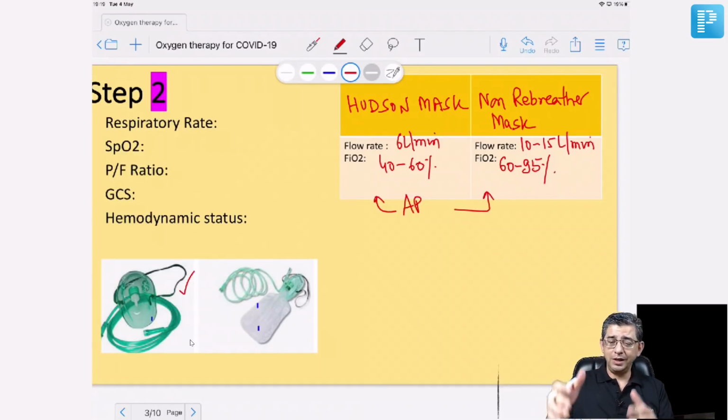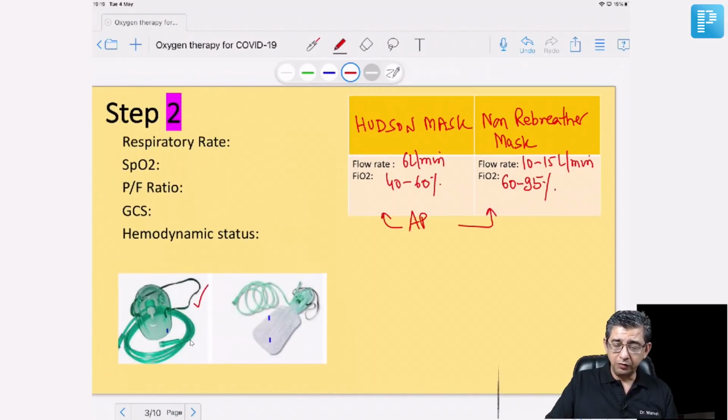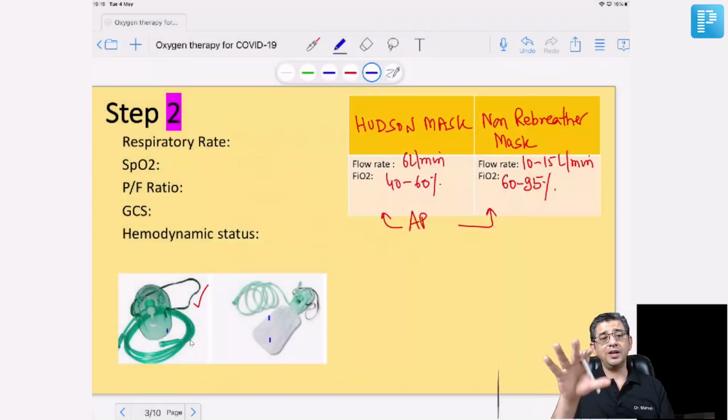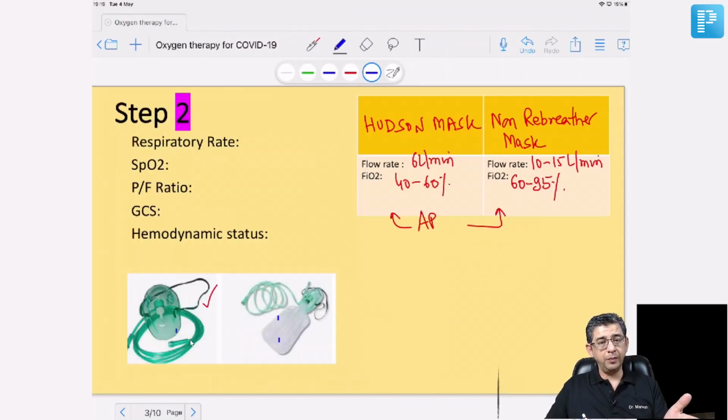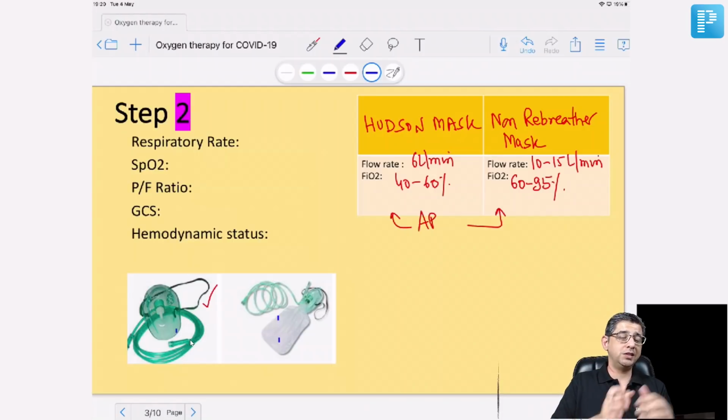Now the point is, in this step 2, what is the cutoff? I mean, that's the important highlight of this discussion, at what respiratory rate, what SpO2, what PF ratio would you decide to go for step 2? Because one possibility is the patient came initially with the stats which I mentioned in step 1, and then he deteriorated, so you went in for step 2. But sometimes in the casualty directly you could have somebody who might be requiring step 2. So what would you count to decide whether a person requires a step 1 intervention versus a step 2 intervention?